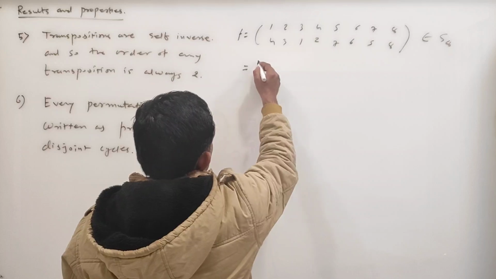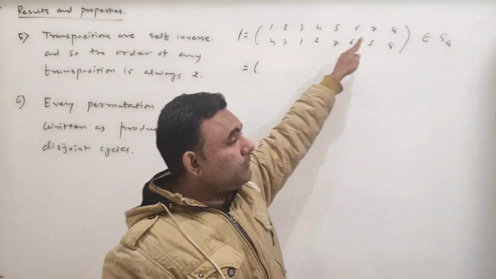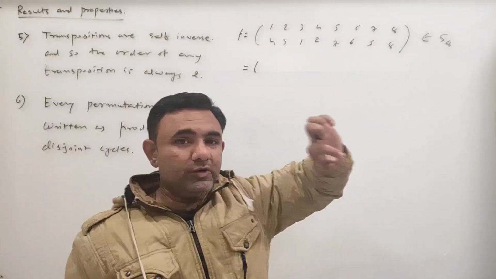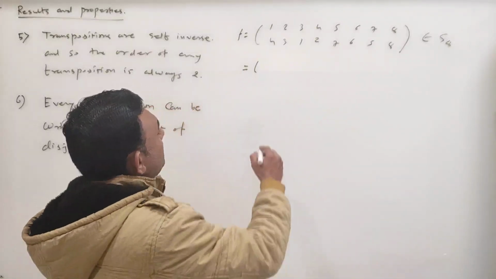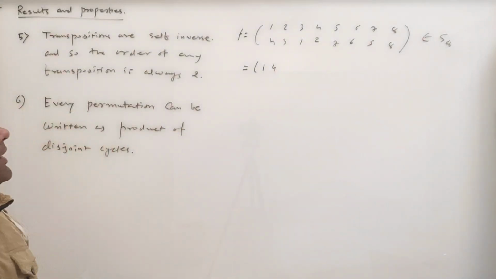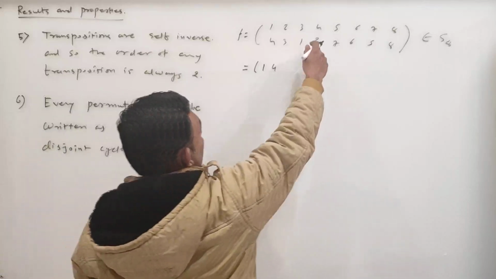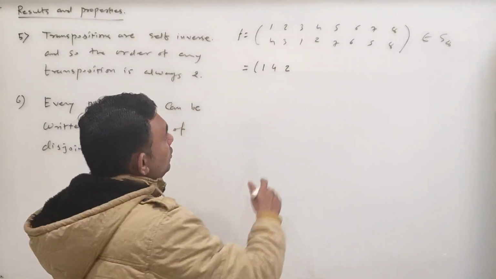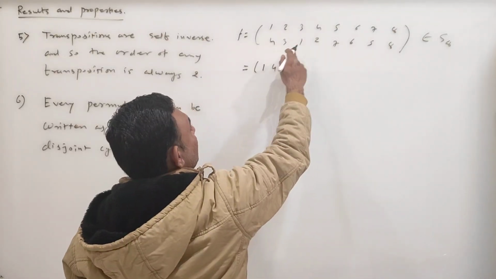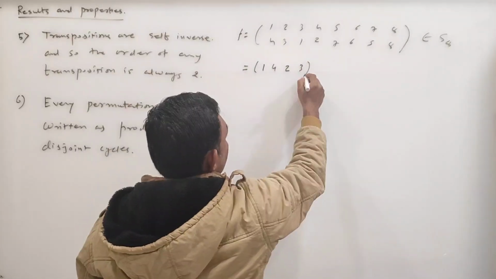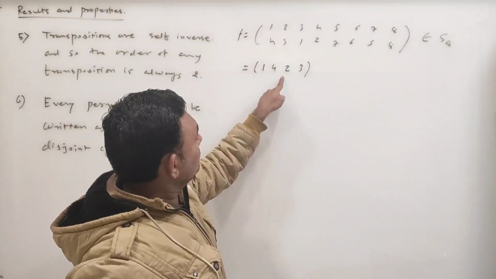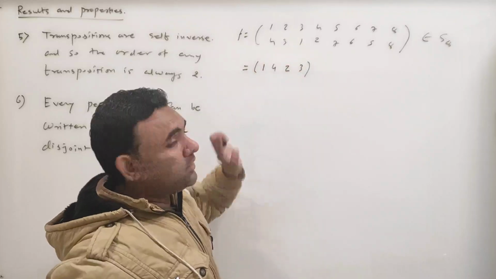So you start with any object out of 1 to 8. But for simplicity it is advisable you always start with 1, right? So 1, and 1 goes to 4, so you write down 4 here. Now 4 goes to 2, 2 goes to 3, and 3 goes to 1. So we arrived at the starting object, so we will not write it, but we stop here. So 1 goes to 4, 4 goes to 2, 2 goes to 3, and 3 goes to 1.